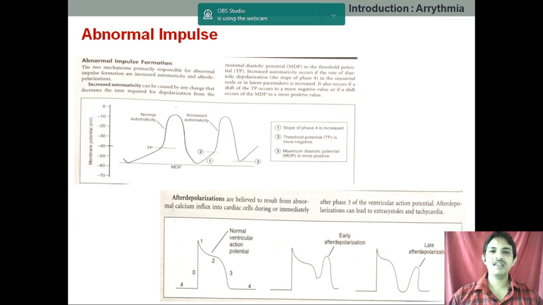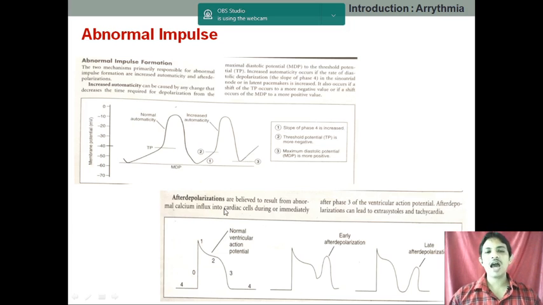In this case, increased automaticity occurs if the rate of diastolic depolarization in the SA node or the latent pacemaker is increased. Clear? And it also occurs if there is a shift of the TP, that means the threshold potential, to a more negative value. So this is about increased automaticity.